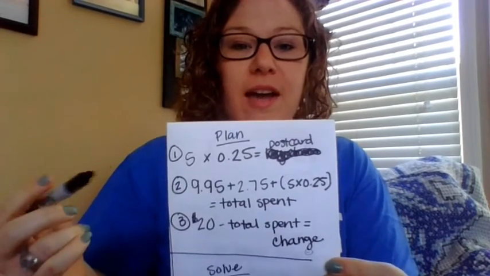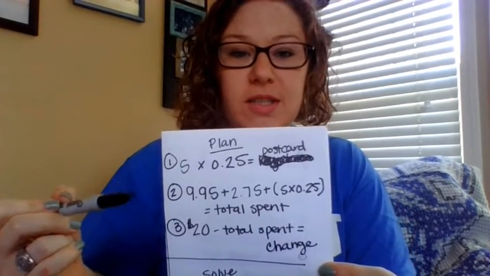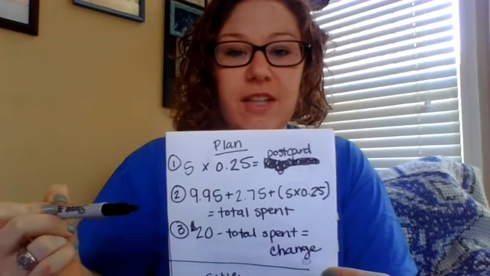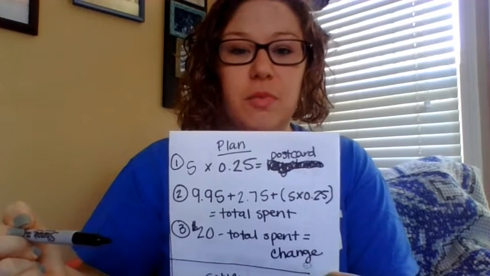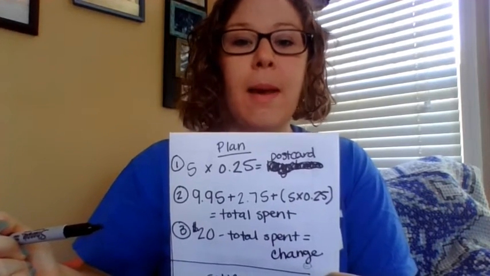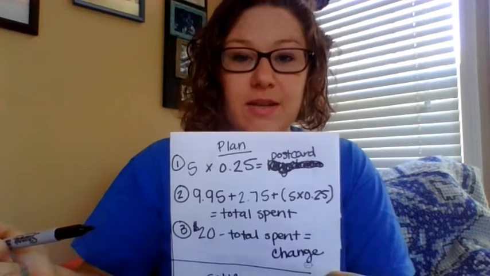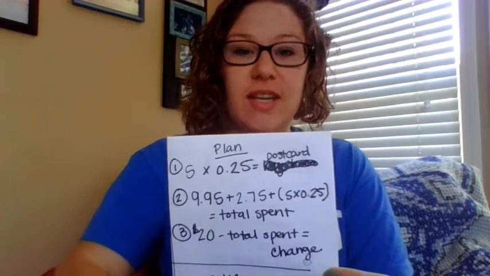And then remember that question that we're going to go back to said, how much change will he receive from his purchase? He started with $20, so we're going to need to find the total he spent and subtract that from his $20. So here's my plan square. I first need to multiply to figure out the postcards. Next, I'm going to add up to figure out how much Trent spent total on his items. And then my third step will be to subtract. I want to take the $20 he started with minus the total he spent, and that will give me his change that he receives.